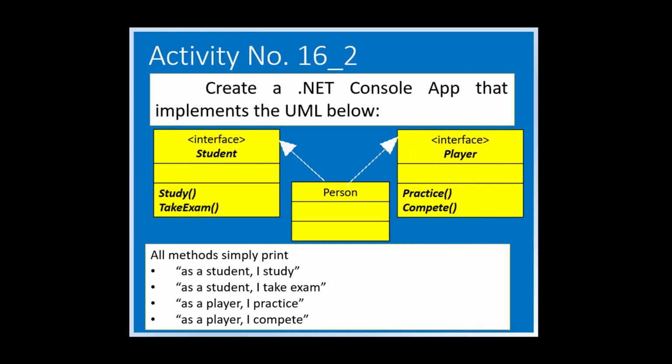In our second activity, we will have two interfaces named student and player. Both have two methods. The class person inherits these two interfaces. All the methods simply display: as a student I study, as a student I take exam, as a player I practice, as a player I compete. If you want to do it on your own, please pause this video now.